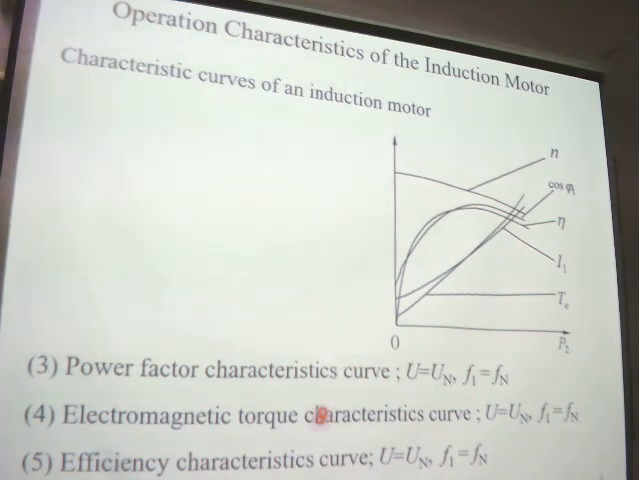The most important is the electromagnetic torque. The number 4, the torque, is the most important. We will use this curve and do some calculations.